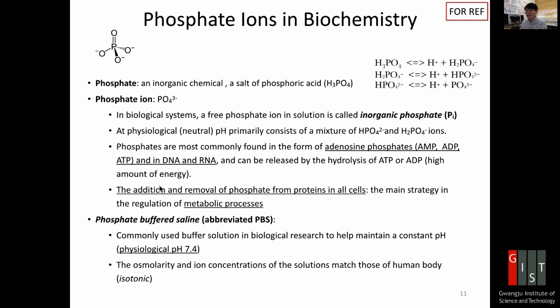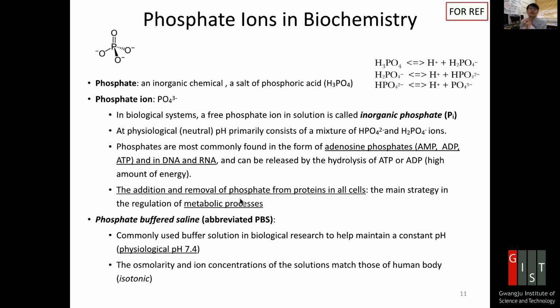The addition and removal of phosphate from proteins in all cells is the main strategy in the regulation of metabolic processes. When you are studying cell biology, especially molecular cell biology, you will realize a lot of cell signaling involves phosphate.